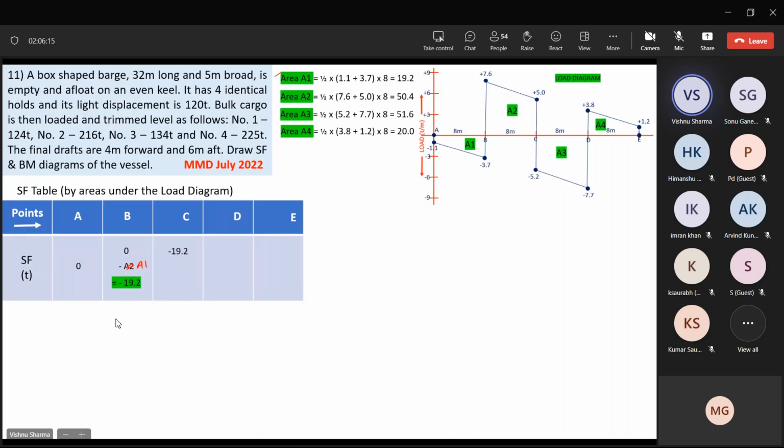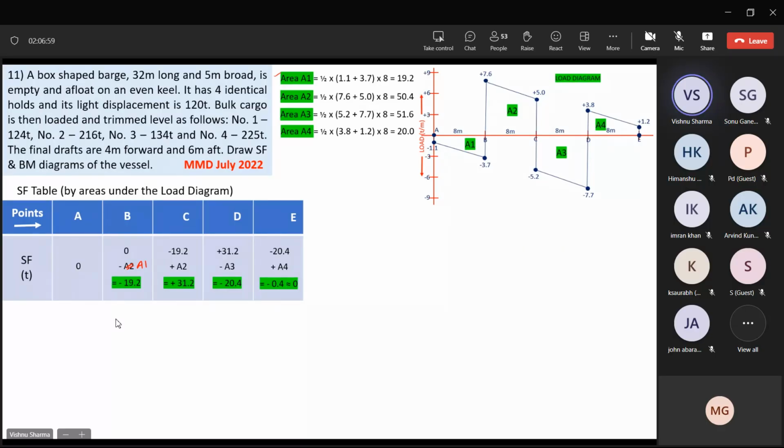I carry forward this minus 19.2. Change from B to C is plus A2. So I add 50.4 to it and I get a residual of plus 31.2. I carry forward this plus 31.2. The change is minus area A3, and that gives me minus 20.4. Then I carry forward this minus 20.4 and add plus area A4, and I get a residual of minus 0.04, which you know why it has come. And what have I done? I made it 0. Yes or no?